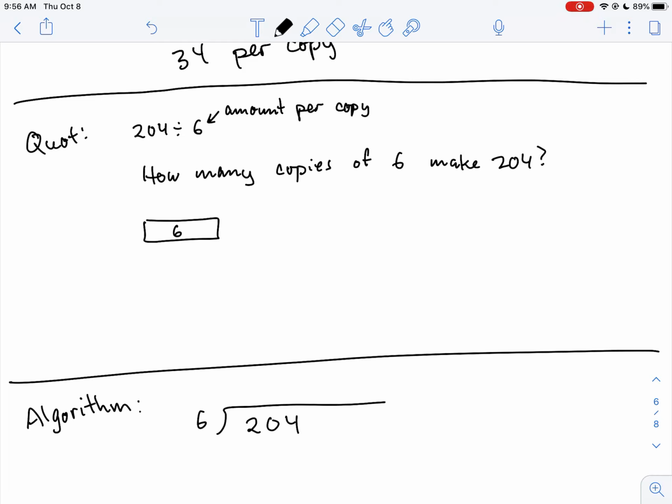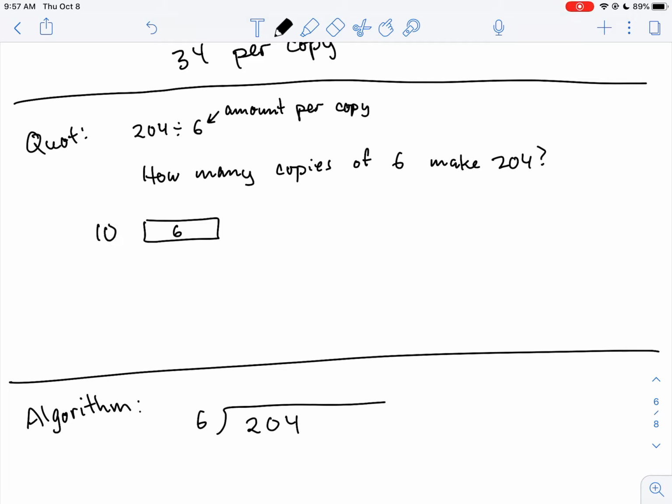For the quotative meaning for the same operation, we are doing the 204 divided by 6. We want to interpret the 6 as the amount per copy, and we're trying to figure out how many copies. So like, how many copies of 6 make 204? Okay, we're going to construct this little by little.